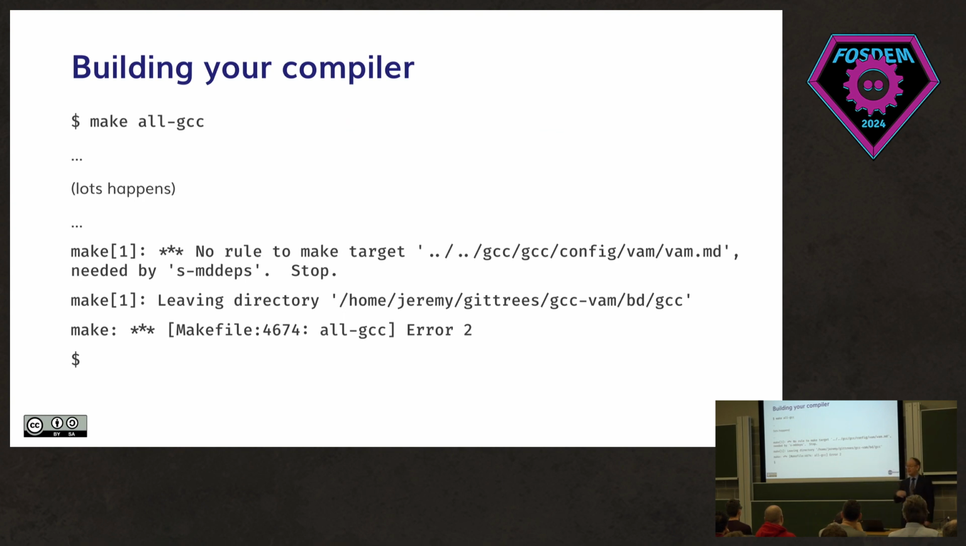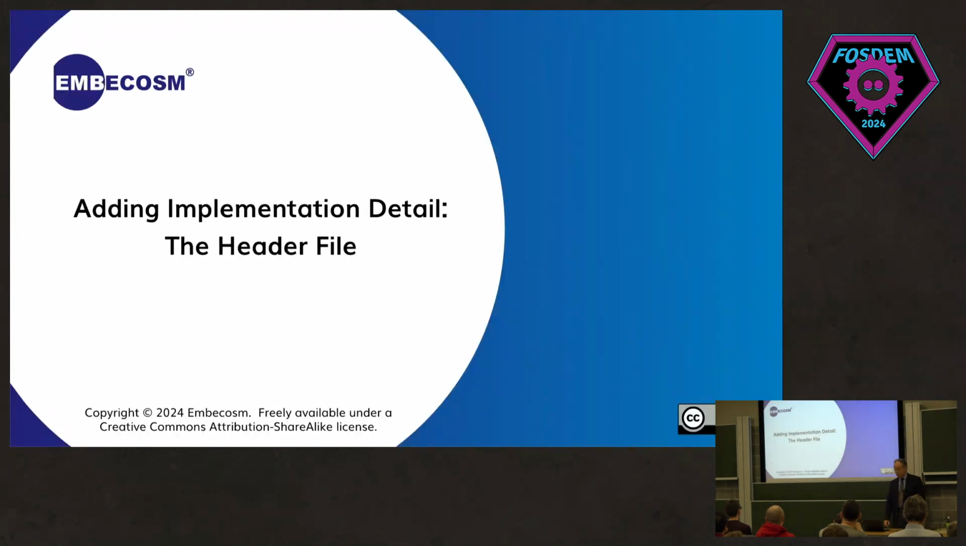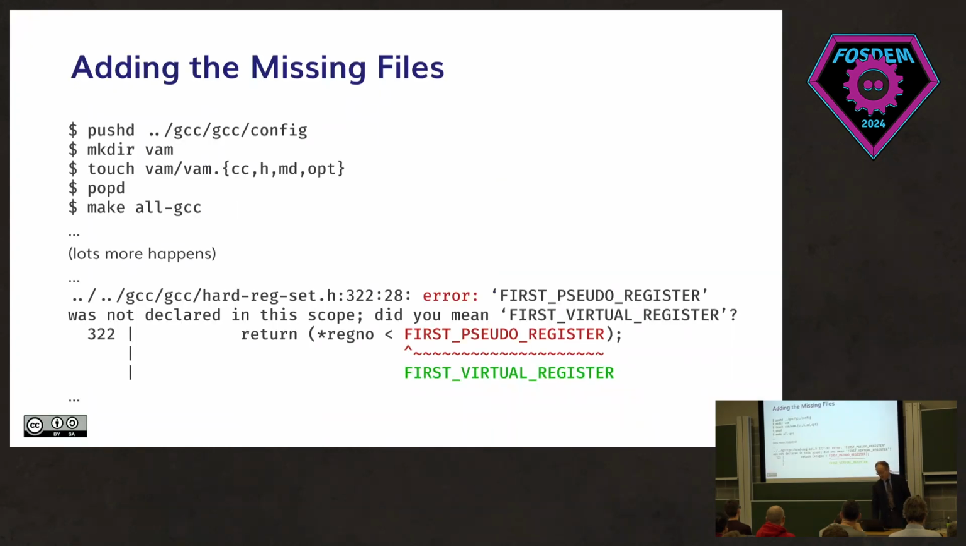And then I can just say make all-gcc, and lots happens, and then it will complain and say, but I can't find vam.md, the machine description. Okay, because I didn't actually create a machine description. I just told it here's my machine. So we're going to have to do something about that. So let's start adding those files in. Let's start with the header file.